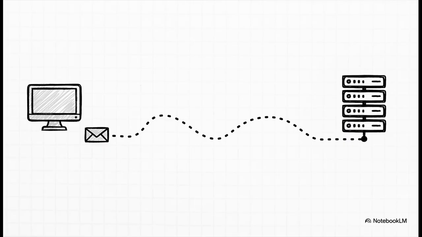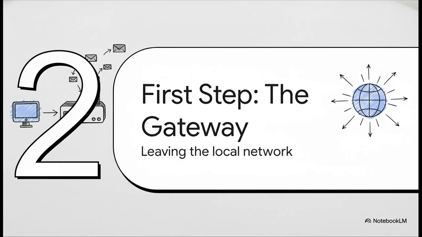Probably the best way to really get this is to follow one of these data packets on its little adventure. So let's pretend our packet needs to get from your computer all the way to a web server, maybe on the other side of the planet. Now, the very first challenge for our packet isn't some huge leap across the globe. Nope. It's just getting out of its own neighborhood, your local network. And to do that, it needs to find the front door.